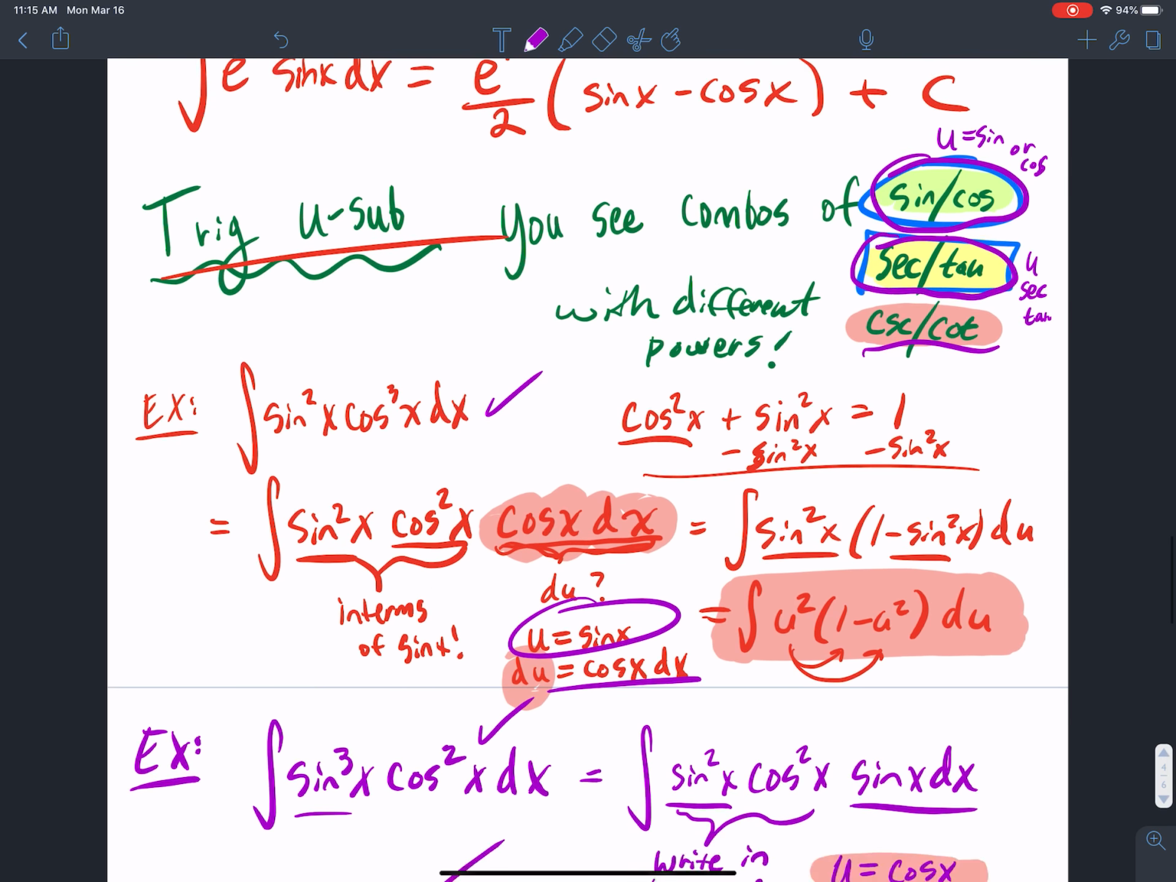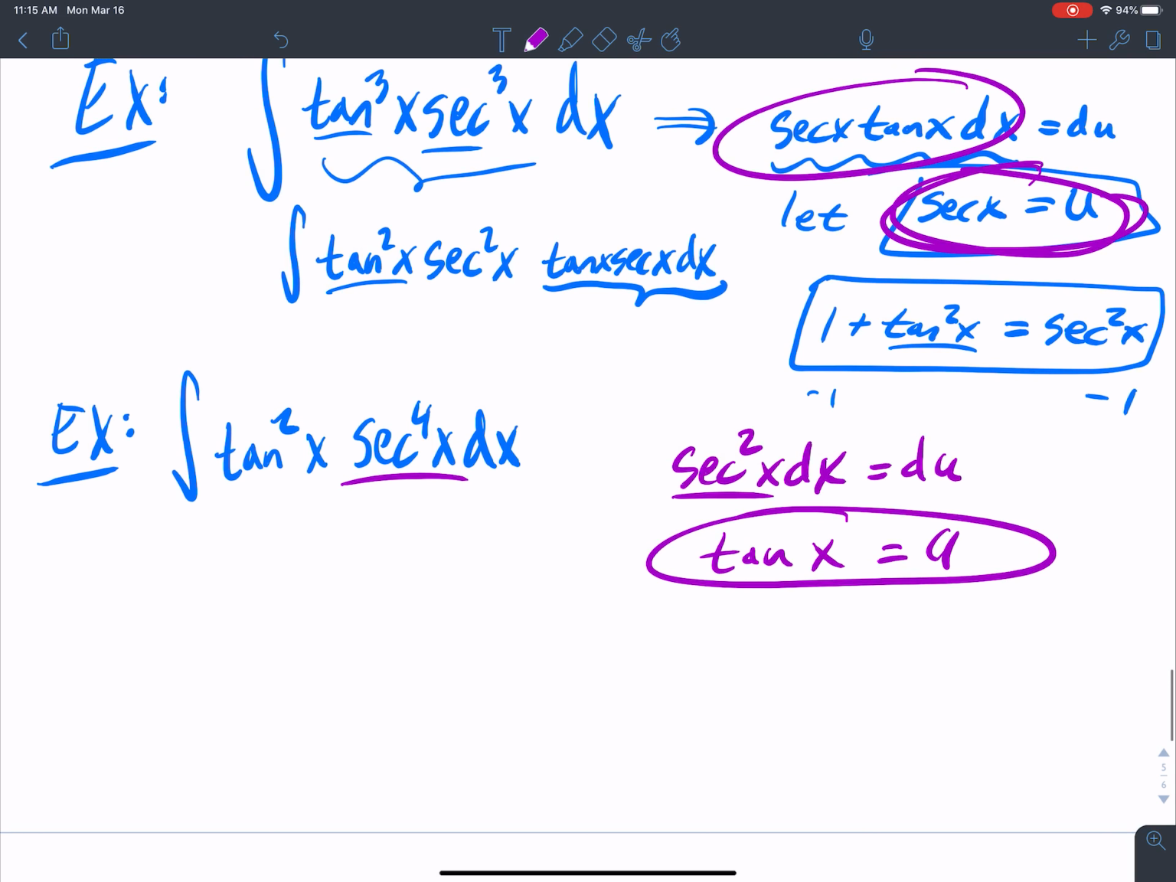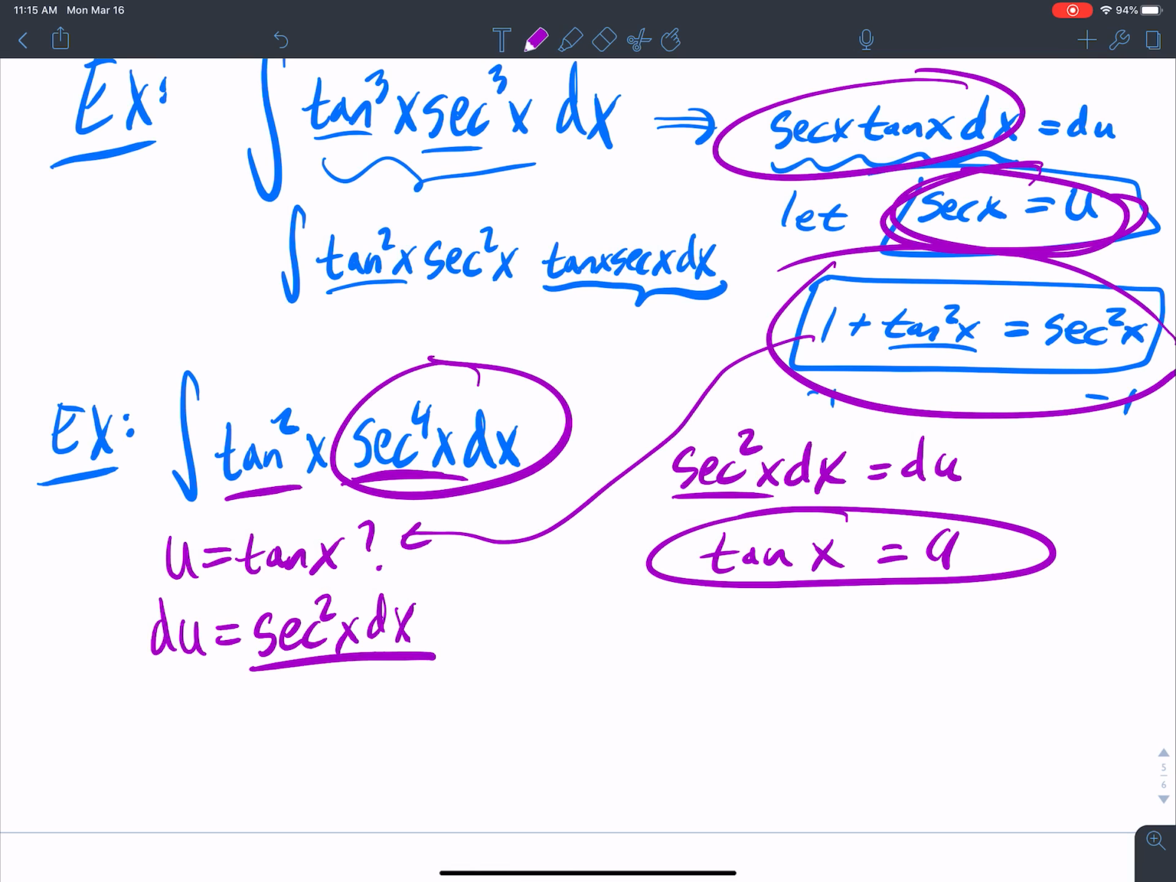So you can just think about for a second, if I made U equal to tangent x, because I see tangents and secants, what would that do to me? That would make it to where I have secant squared x dx. Can I move a secant squared x dx out of here and then turn it in terms of tangent? Yes, I absolutely can do that.